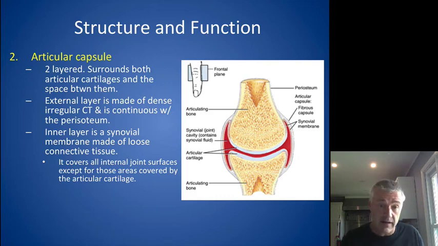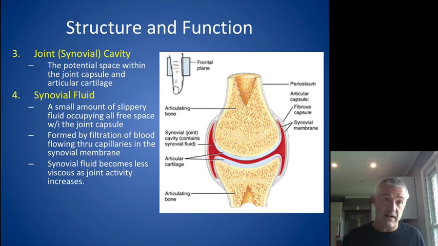The inner lining of this has that synovial membrane. And again, covering all the surfaces of this except for that articular cartilage is being covered by the synovial membrane. The space that is within this joint cavity is that synovial space. So within this capsule, you're going to have space in between those bones surrounding it. That is that joint cavity. And that cavity is filled with the fourth one here, which is synovial fluid.